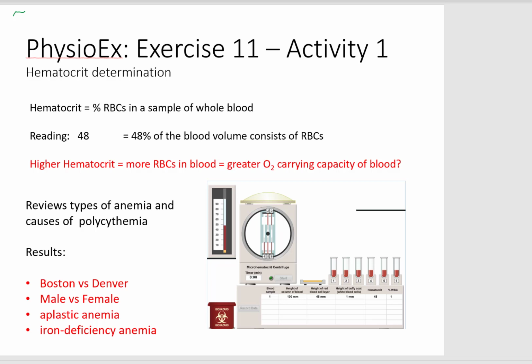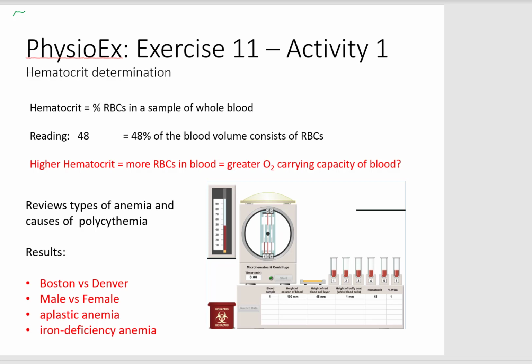So the male was a little bit higher than that. The female was a little bit lower than that, but they were still in their normal clinical range. The healthy male living in Denver had a higher hematocrit than the healthy female living in Denver. Okay, so there's our sex, male versus female issue.